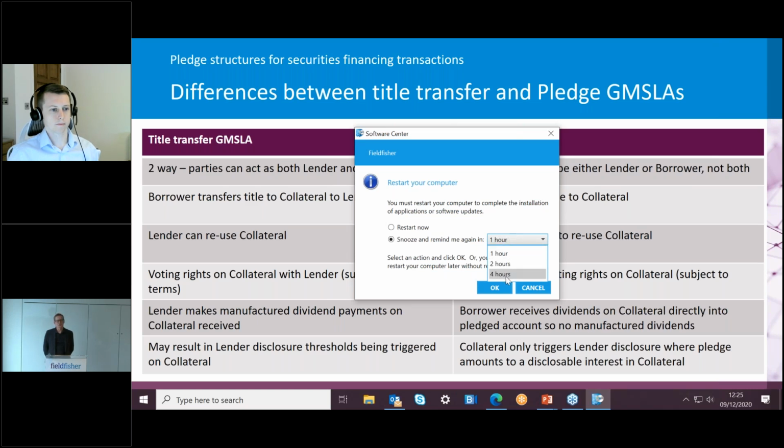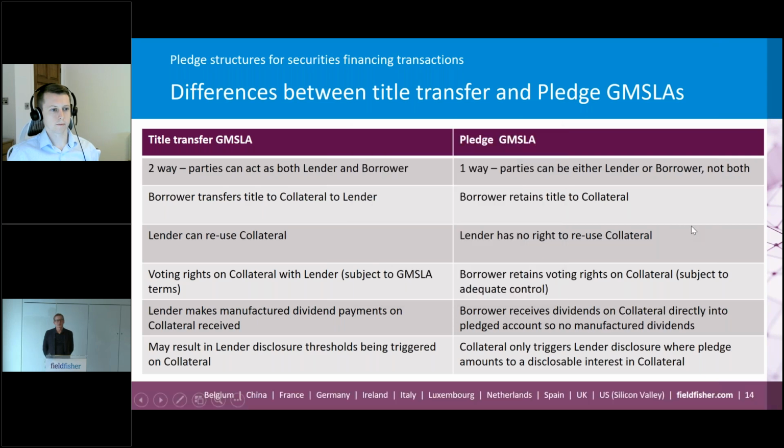And the collateral typically isn't needed for that purpose. It's really just there to back the loan. However, particularly agent lenders often will reuse collateral received on behalf of their lender clients, and that they can do under a title transfer GMSLA or GMRA. But under a pledge structure, because it's effectively a pledged account, it really has to stay there, so that the collateral is locked up.